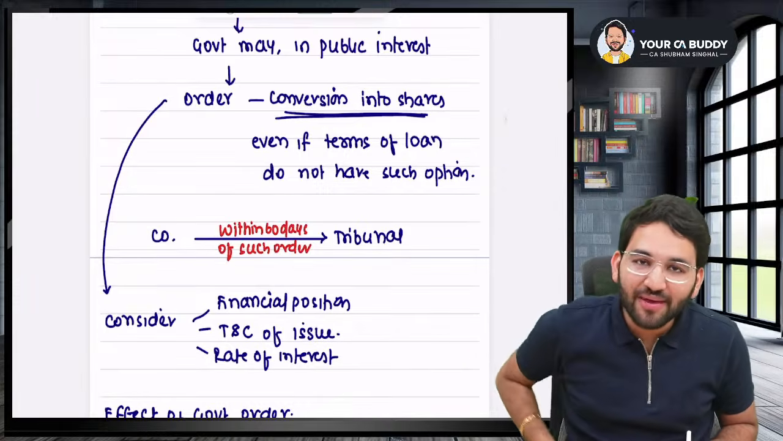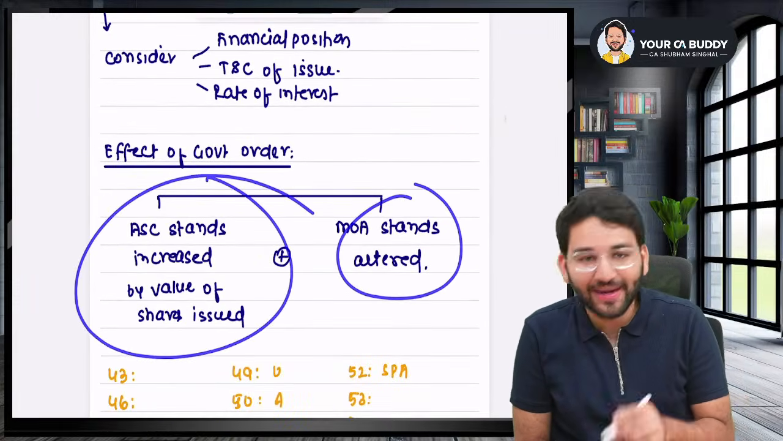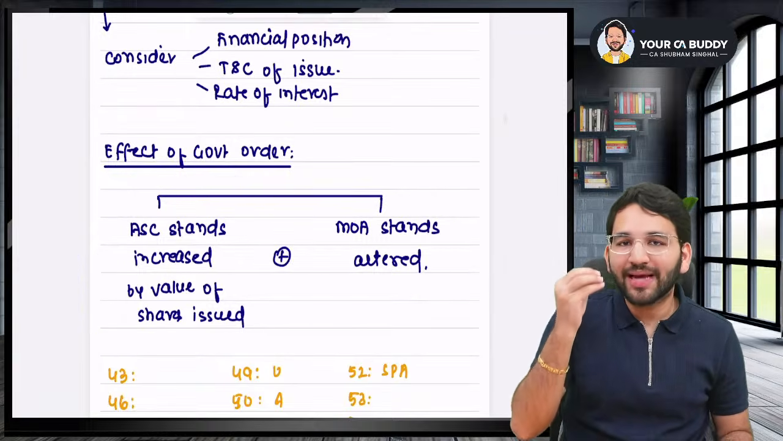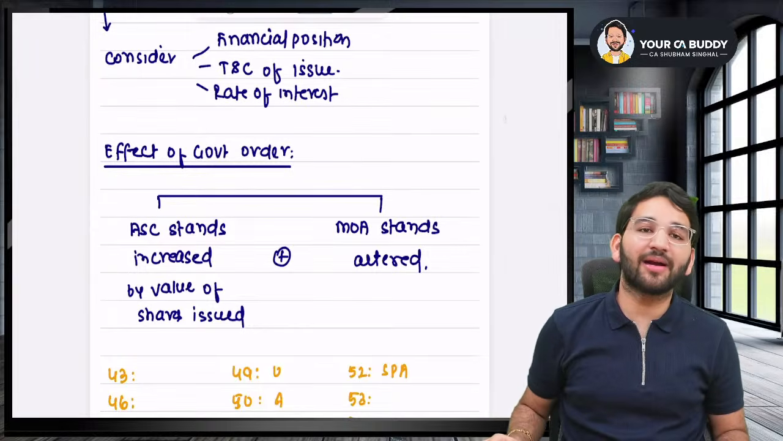Now, listen to me very carefully. Sir, there will be two things that will happen automatically when the government converts.